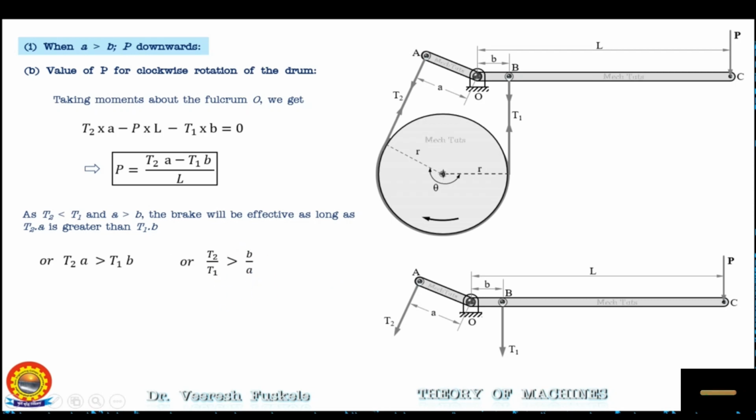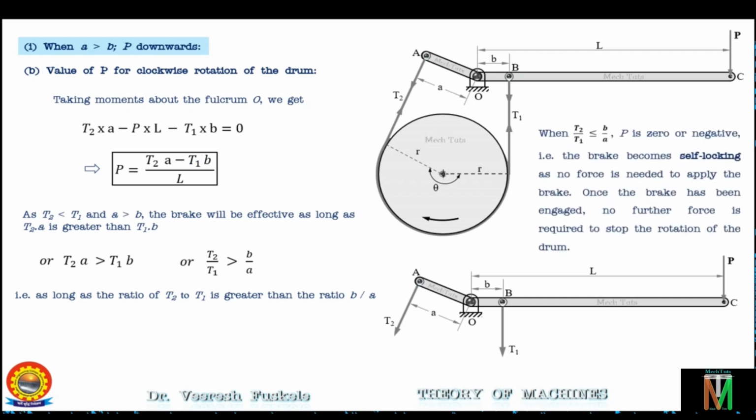So this brake will be effective as long as the ratio of T2 and T1 is greater than the ratio B upon A. Now suppose if T2A becomes less than or equal to T1B. So when T2 upon T1 becomes less than or equal to B upon A, then P is 0 or negative.